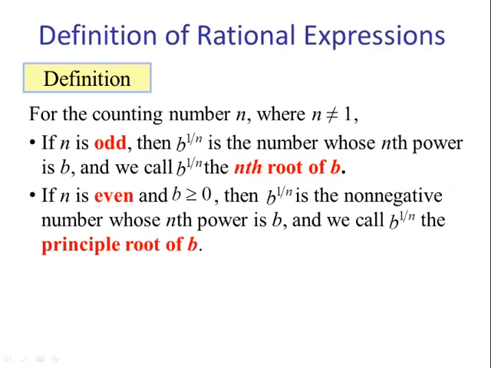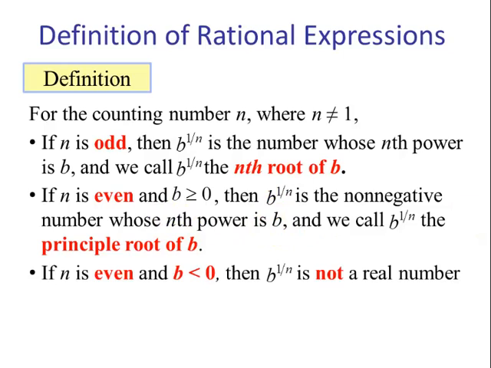If n is even and b is greater than or equal to 0, then b raised to the 1 over n power is the non-negative number whose nth power is b. We call b raised to the 1 over n power the principal root of b. So if you recall from the example, we had b being equal to 9. So if we take 9 and raise it to the 1/2 power, that gave us 3. So 3 is telling us if I take 3 and square it, I get back 9.